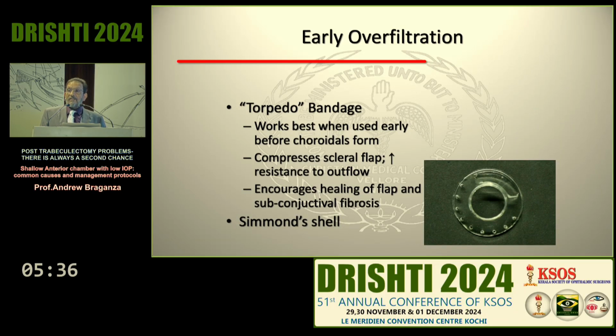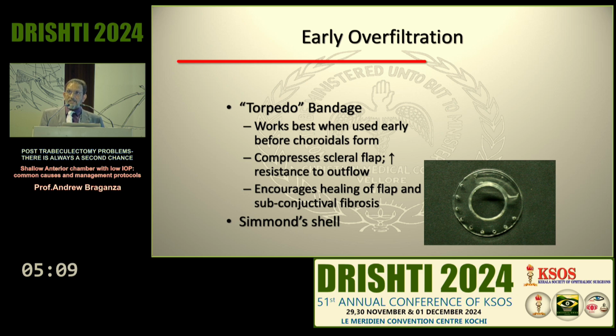Now, when you have early overfiltration, there's no conjunctival leak, but there's just too much fluid flowing from under the scleral flap. You need to kind of induce that flow to be a little less, and you can do that by increasing the resistance to the flow. So you can use a torpedo bandage, the so-called pledget of cotton wool, which is placed over the eyelid and presses on the site of the trab.